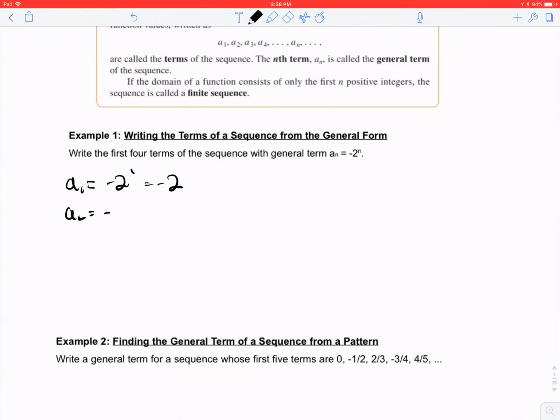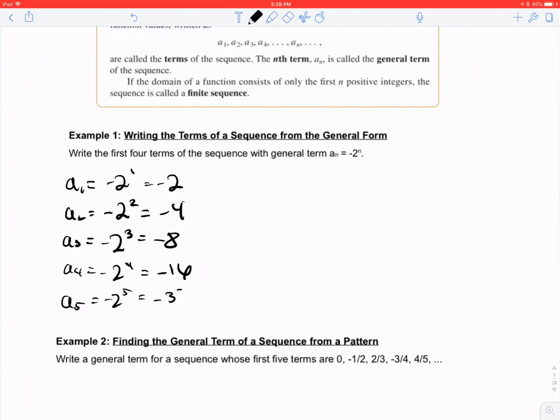For a2, we're going to say negative 2 squared, and this is going to give us negative 4 in this case. Then a3, we're going to get negative 2 cubed, which gives us negative 8. And then a4, negative 2 to the 4, is going to give us negative 16. And a5, negative 2 to the 5th, is negative 32. These are the first 5 terms of that sequence.